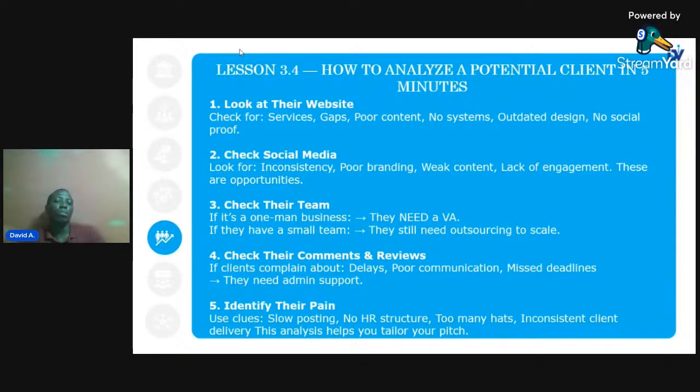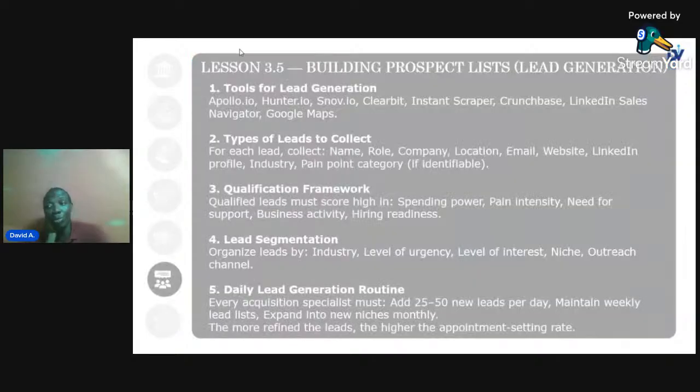So, number 5, and I think that will be the last lesson on this module, is how to build a prospect list. That's in terms of lead generation. For a while, I still do it once in a while now, and it's interesting to do. It's sweet, anyways.